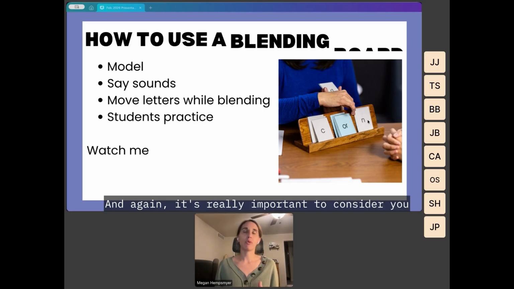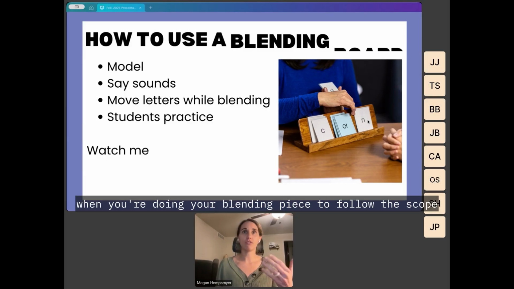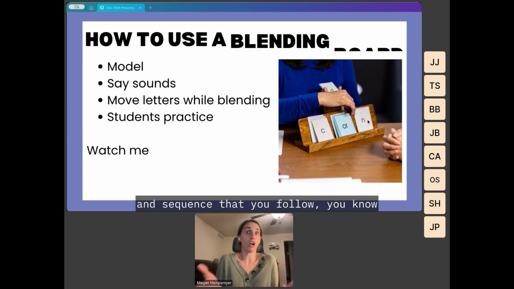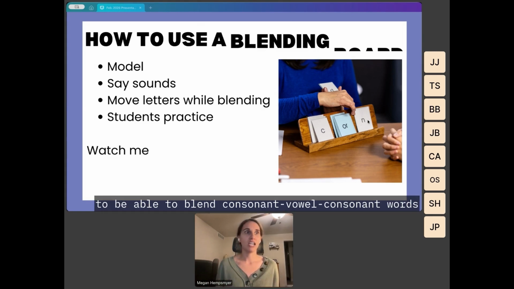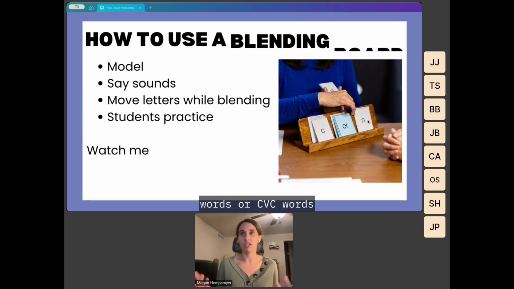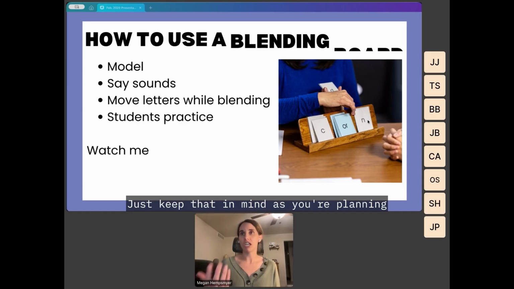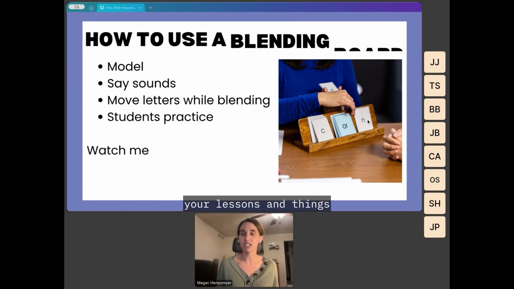And again, it's really important when you're doing your blending piece to follow the scope and sequence that you follow, and move in a natural progression with your students. You can't expect your students to be able to blend consonant, vowel, consonant words, or CVC words, if they're not able to blend earlier sounds. So just keep that in mind as you're planning your lessons, which I'm sure all of us already are.